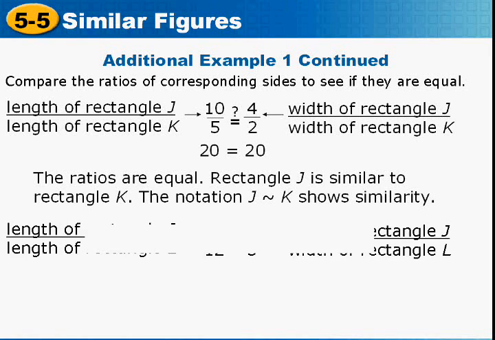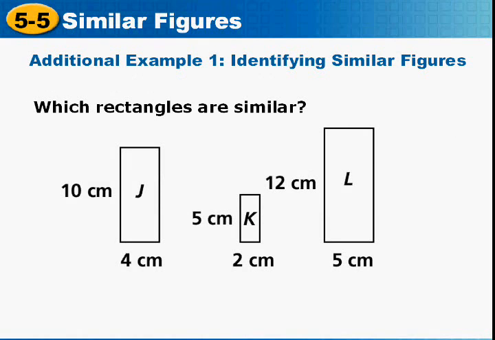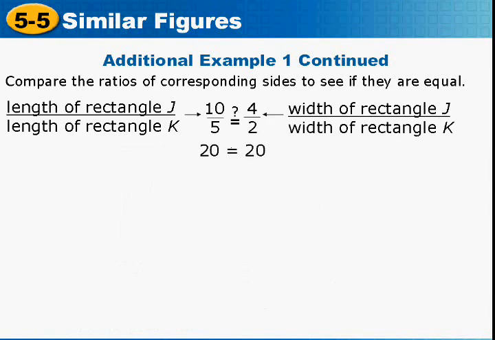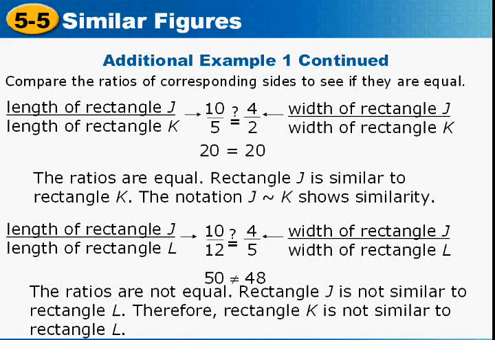So we can take 10 over 12 and 4 over 5. Long side over long side. This time we're comparing J and L. 10 over 12, 4 over 5. Are they equivalent? 12 times 4 is 48, sorry, 48. 5 times 10 is 50. So 50 is not equivalent to 48. Those are not equivalent. So no, those 3 rectangles are not all proportional to one another.